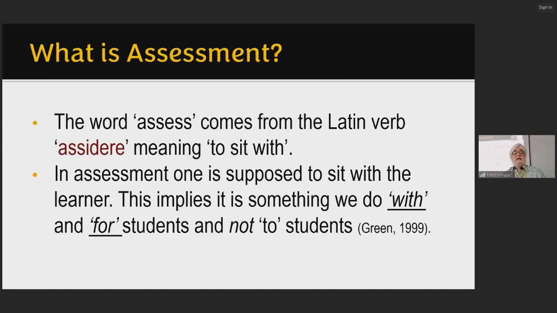No. Okay. So basically, this assessment actually originated from a Latin verb, which was accidere. And what this word actually means is to sit with the learner. Now, see the difference between what was intended and what we actually do. The purpose of assessment is that you do something with and for the students, not to the students. What we do, we give them a test, write it, copy, submit, finish. But we don't really sit with them to find out what they are learning and why they are learning what they are learning. And what can we do to improve the learning process.